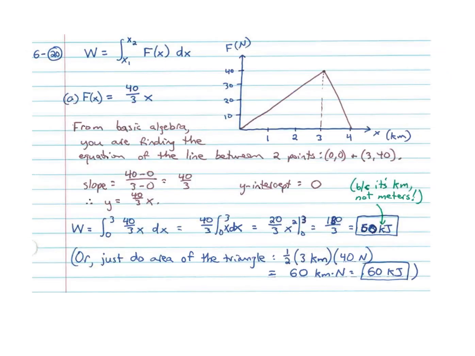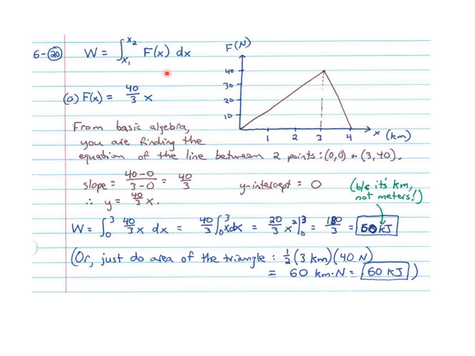For number 20, we have a graph here of force versus distance. It says find the total work done by the force as the object on which it acts moves, and part A says from x equals 0 to x equals 3 kilometers, and then part B says from x equals 3 kilometers to x equals 4 kilometers. On the picture, I've divided it up, the first leg and then the second leg.